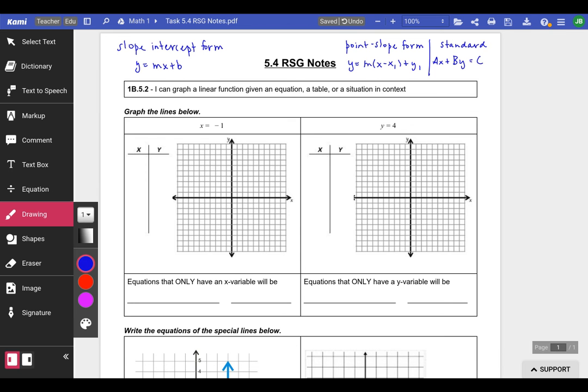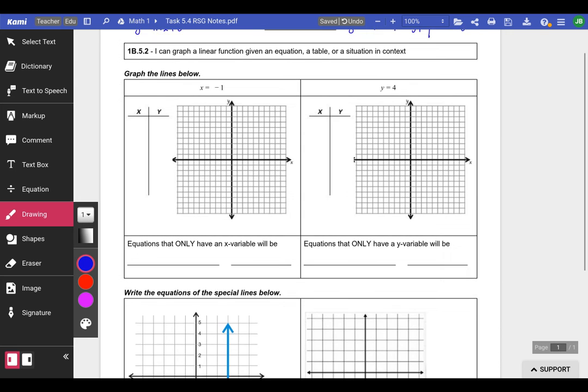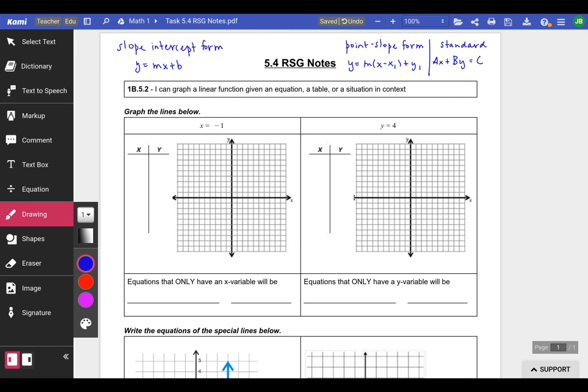So if you'll notice on this page, these equations look a little bit different here. In all of our linear equations before, we had a y and an x. But now you'll see we just have x or we just have y. So we need to learn how to graph these types of equations. So let's look at the first one.